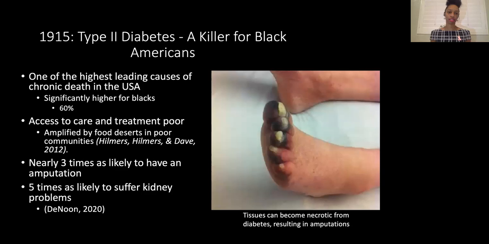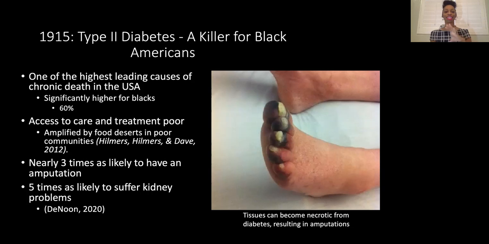Type 2 diabetes is another area where disparities are just galore. It is a silent killer, and sometimes for the Black community. And when we look at type 2 diabetes, which formerly was known as adult onset diabetes, but now it's known as type 2 diabetes, it's one of the highest leading causes of chronic death in the United States, but even significantly more for the Black population, 60% higher, and that is just increasingly massive for this community.